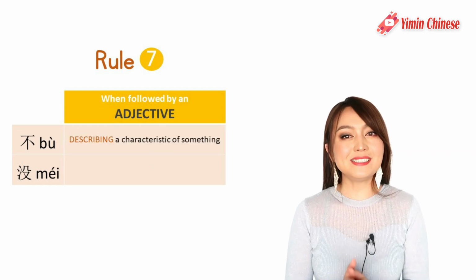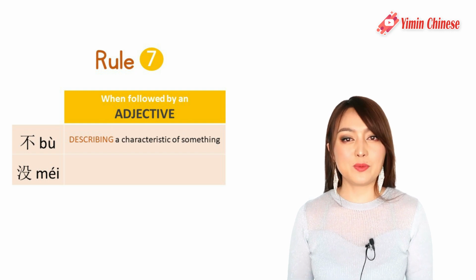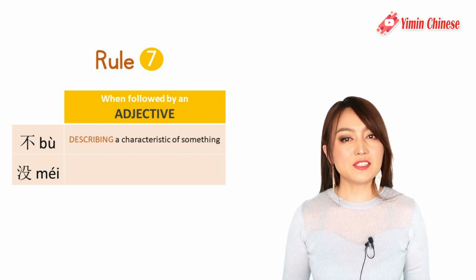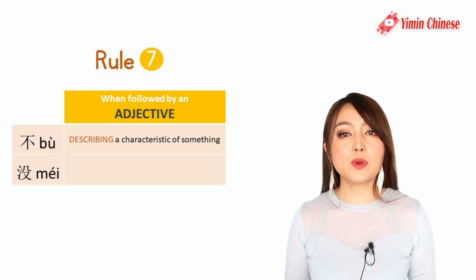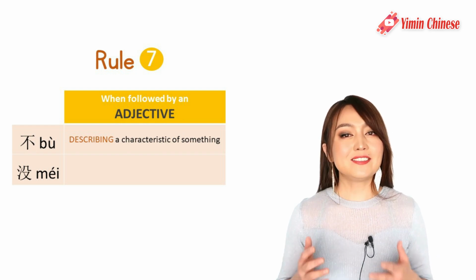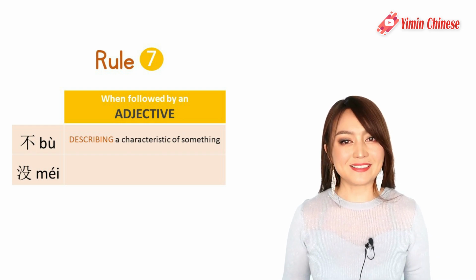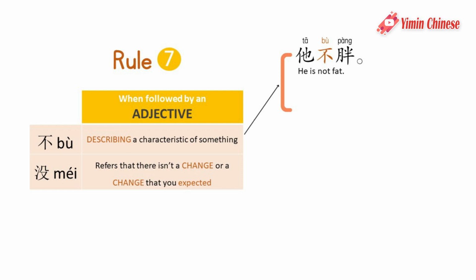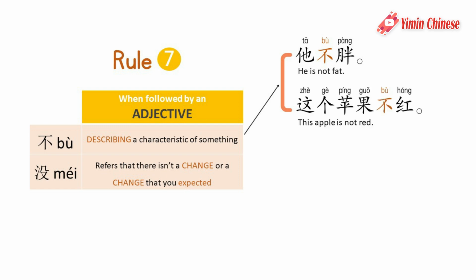Okay, now rule number 7. It's about when they work with adjectives. 不 is often followed by an adjective. This is one of its main areas of usage, to describe a characteristic of something. For example, 他不胖, he is not fat. We are describing him. Another sentence, 这个苹果不红, this apple is not red. When we use 不, we're just describing a characteristic of something.